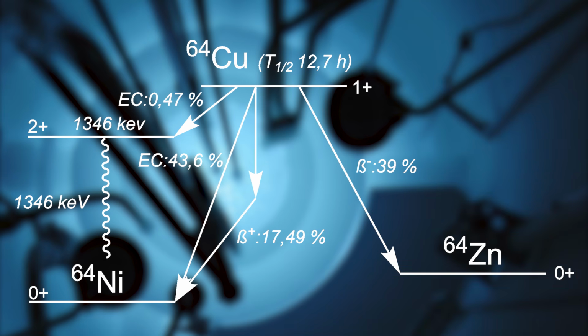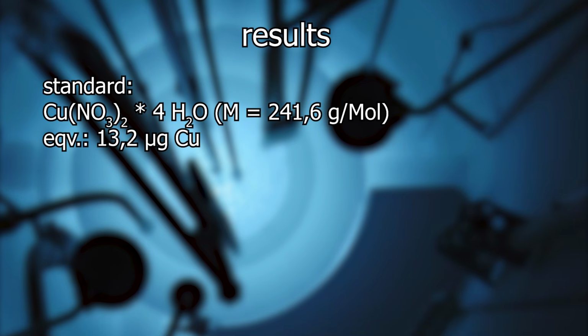Now let's move on to the actual analysis part of the experiment. Since we have treated the copper standard identically throughout, the actual decay time is irrelevant. This standard contained 0.05 milligrams of copper nitrate tetrahydrate with a copper content of 13.2 micrograms. Natural copper accounts only for 26% of the molar mass. What we can now do is first read out the peak area of the 511 kiloelectron-volt line that we measured over a period of 5 minutes.